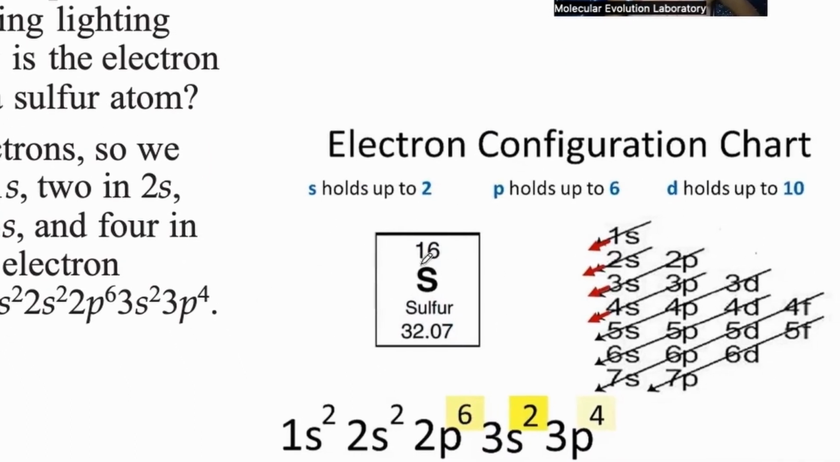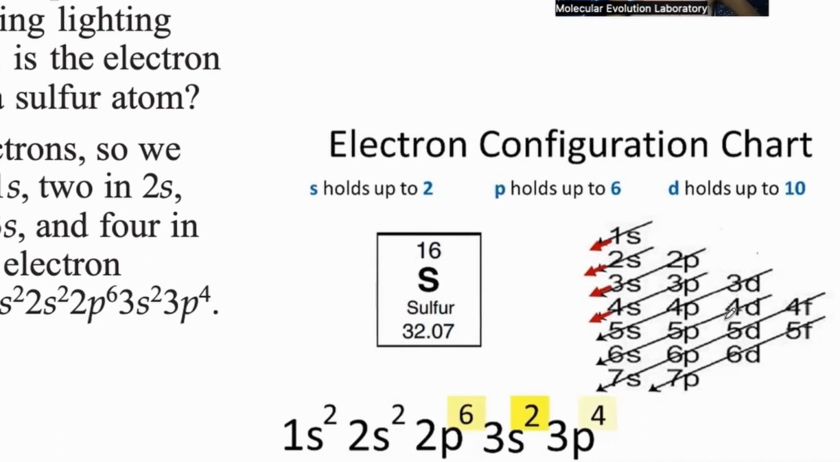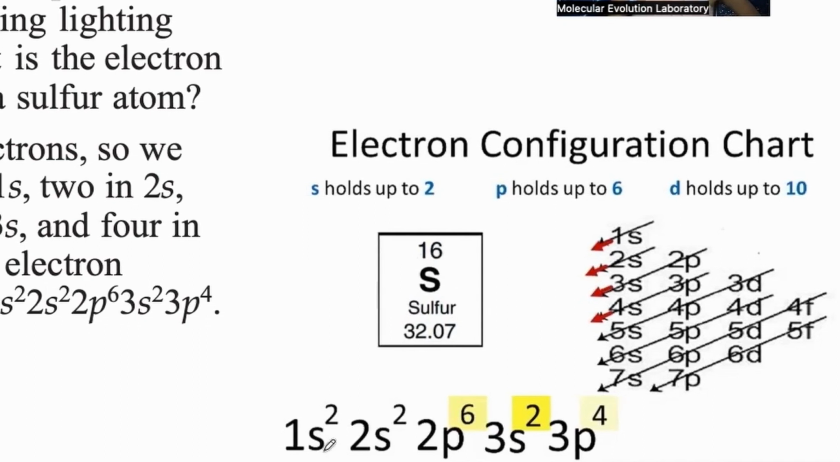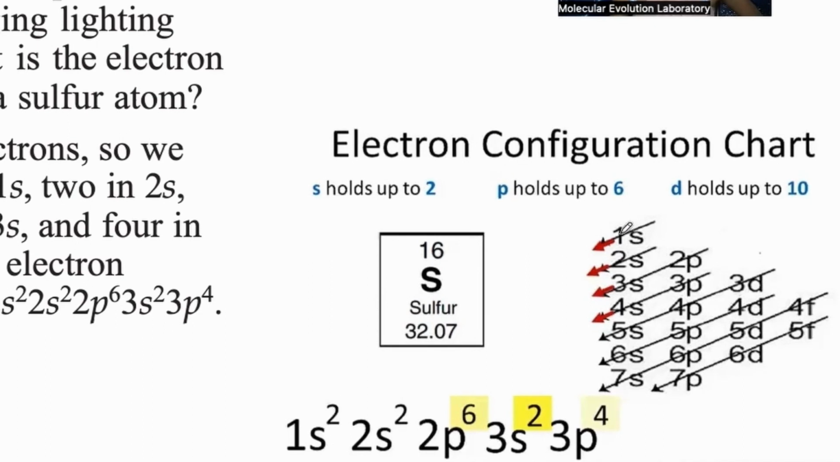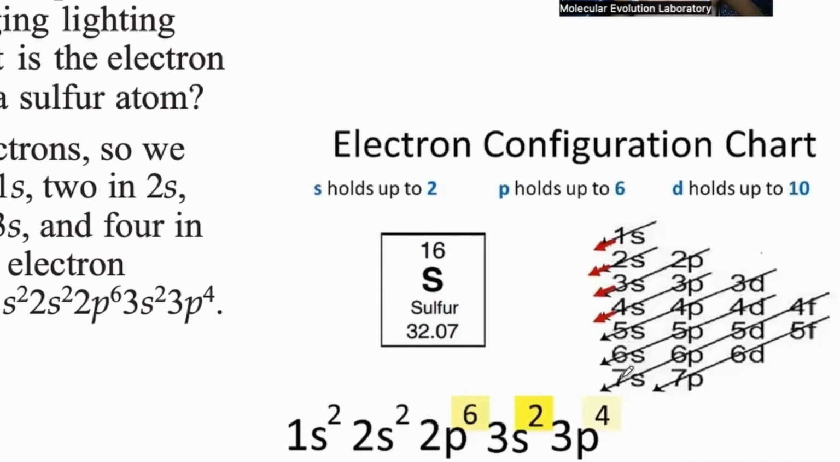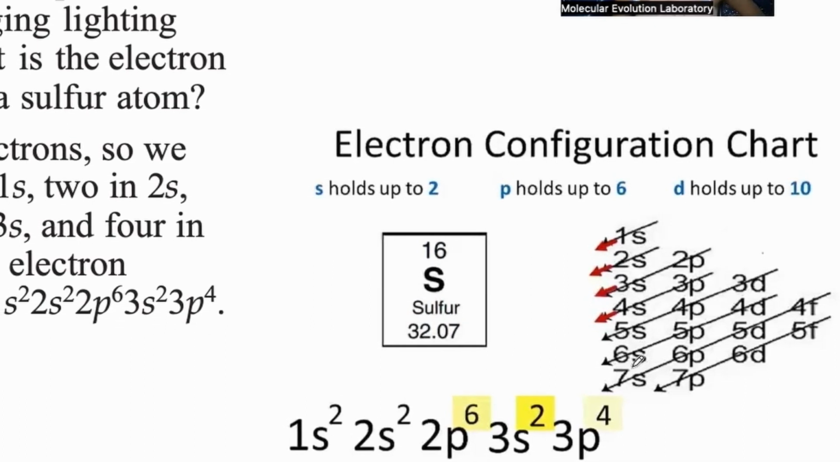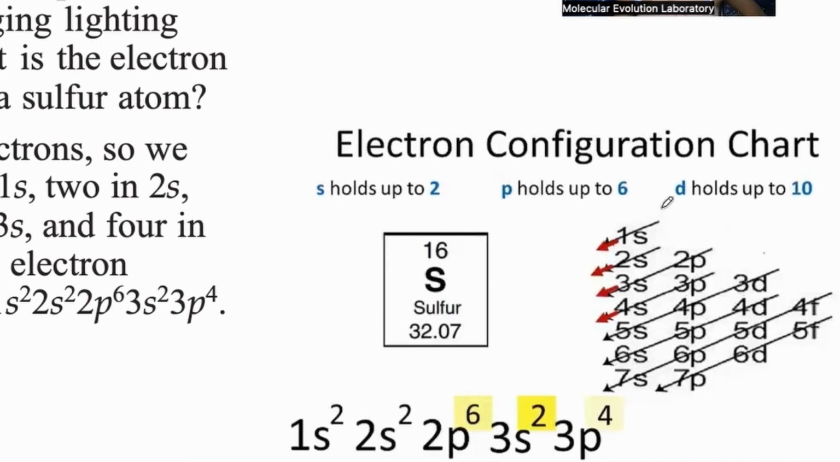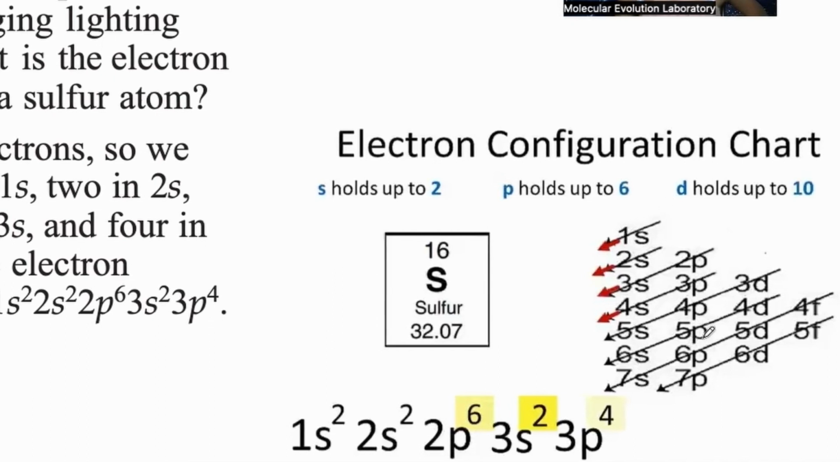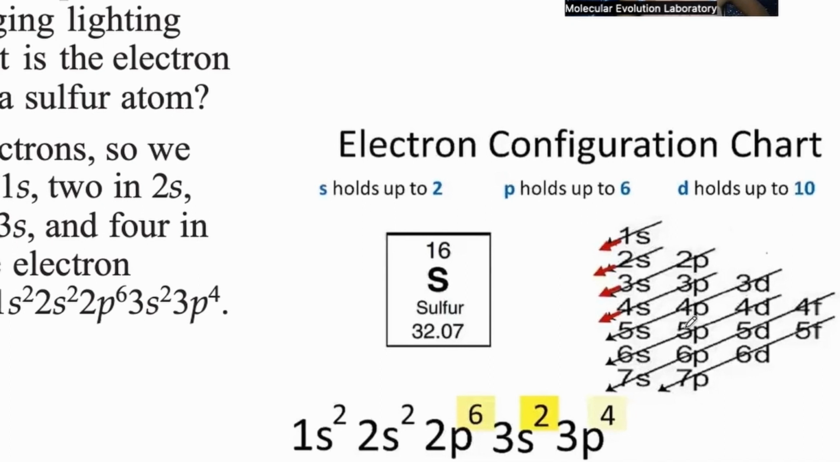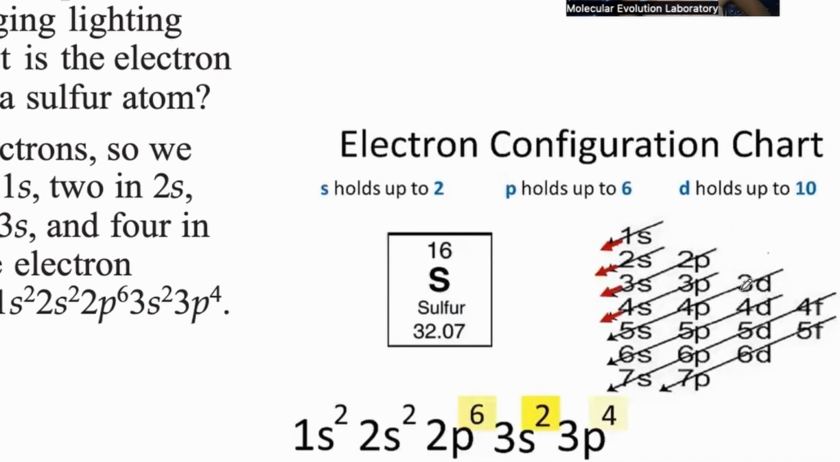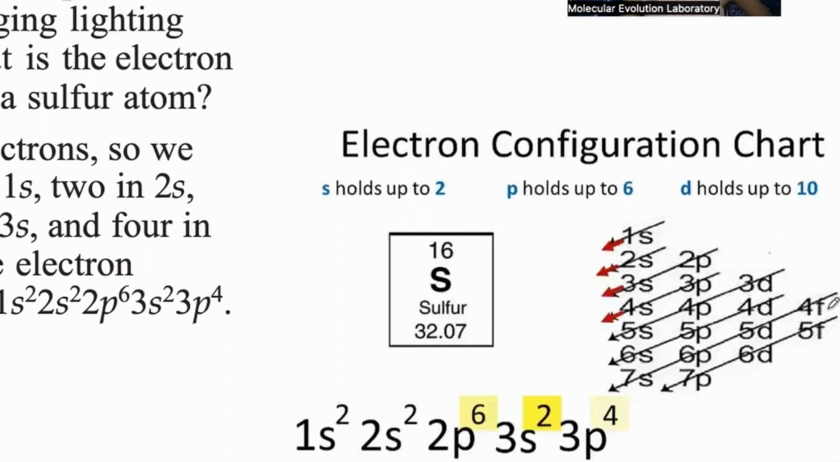So you're given the atomic number, which is 16. 1s can hold up to 2. That would be 1, 2, 3, 4, 5, 6, 7. And you know that these are all s subshells, which can hold only 2, followed by the p subshell, which can hold up to 6, followed by the d subshell as well as the f subshell.